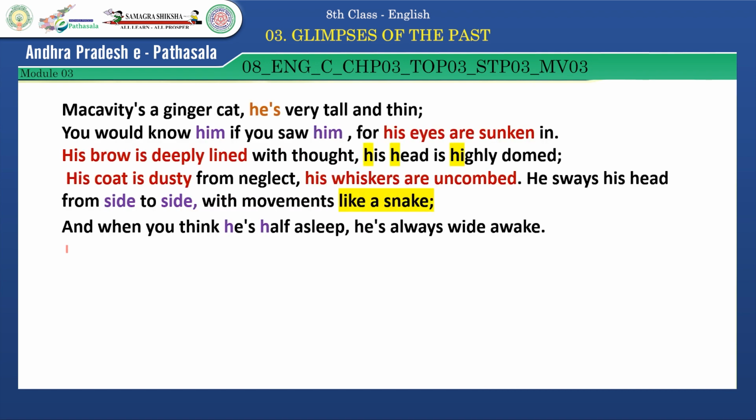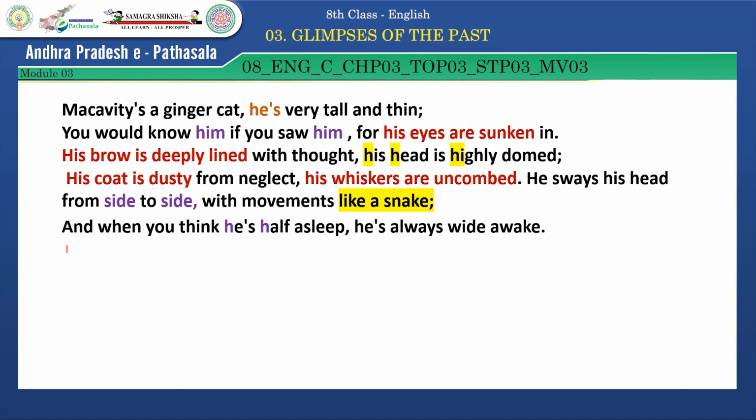Now let's observe the second line. See in the second line, you can see him and him is repeated again and again in the same line. And in the same way in the fifth line, side, side, side and side is repeated again and again in the same line. So we can call it repetition. And then in the third line, his head is highly domed. The h sound is repeated. And then in the last line, he is half asleep. The h sound is repeated. So we can call it alliteration.